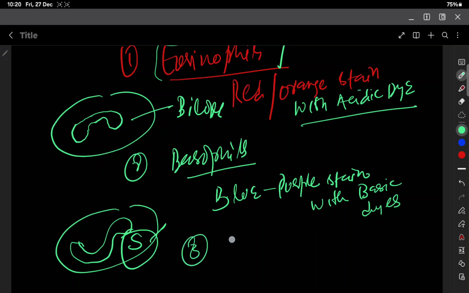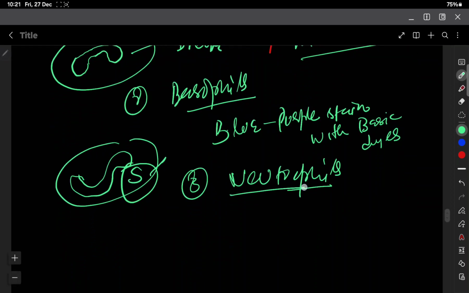The third one is neutrophils. Why is it called a neutrophil? Because its granules are neutral. They will not react with any of the dyes, neither the acidic dye nor the basic dye. They will produce a pale stain with a mixture of acidic and basic dye.